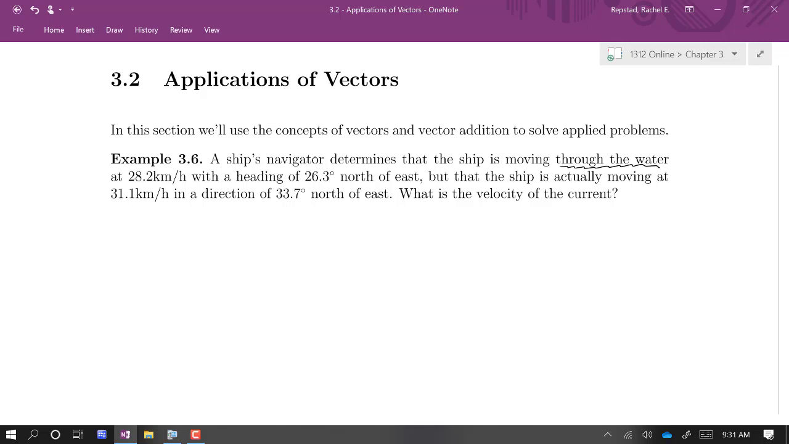So overall, what's contributing to the total velocity of the ship is how it moves through the water, but then also how the water is moving, right? And those together give the overall velocity of the ship.